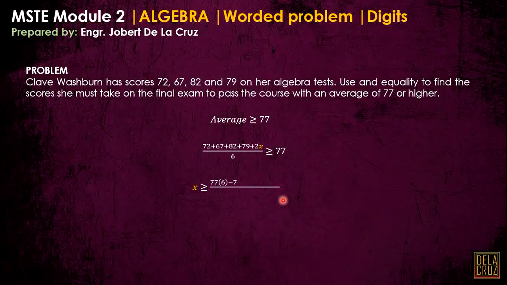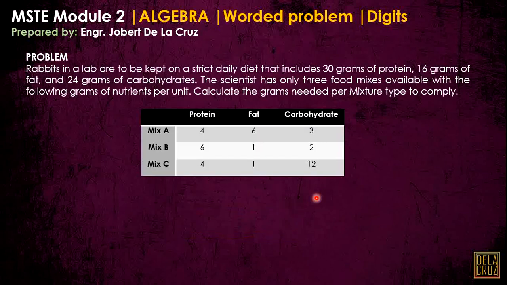And we can simply cross-multiply this 6 dito. Okay, 77 times 6, then i-transpose lahat. Then divided by 2, and he must get a score that is at least equal to 81 or greater. Okay, so madali lang naman to.